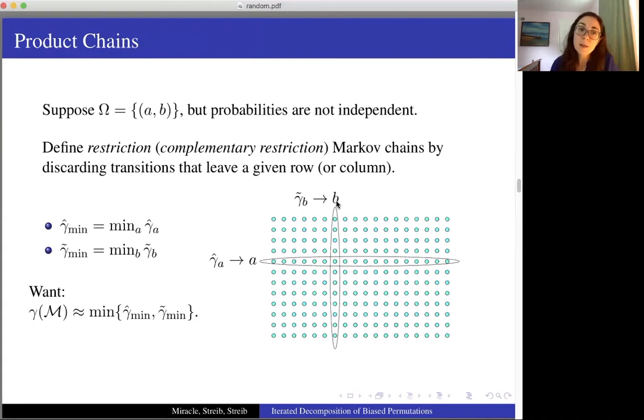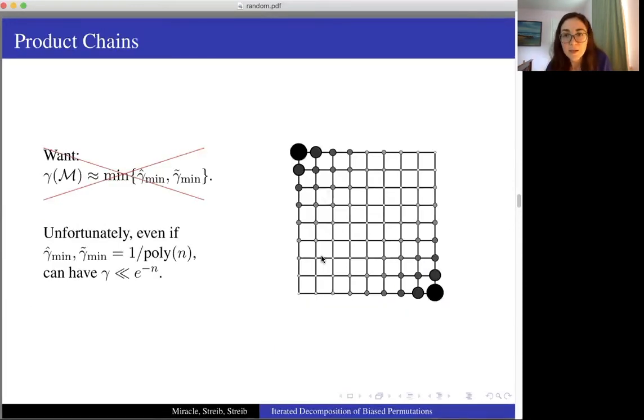Okay, so we're going to define restriction chains by discarding transitions that leave a given row or a given column. We call the column Markov chains complementary restriction chains. And we'll define gamma min hat and gamma min tilde to be the minimum over the gaps of each row and the gaps of the columns. And what we want is that the overall gap should be close to the minimum of the minimums over all the rows and columns. That is what we would like. Unfortunately, that's definitely not true in general.